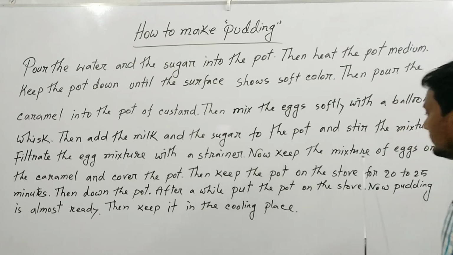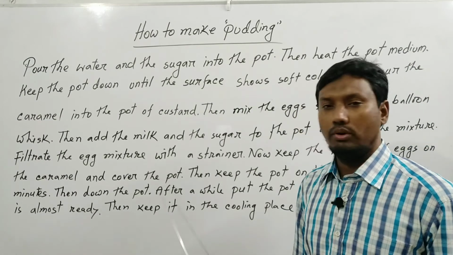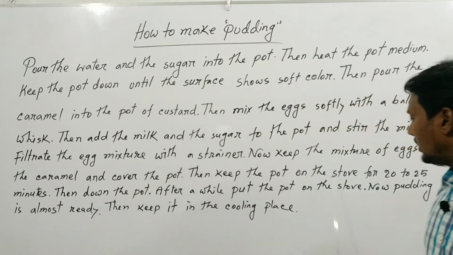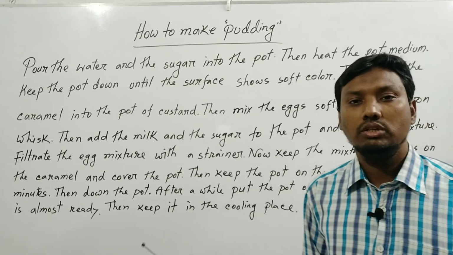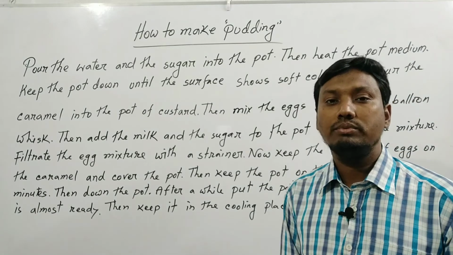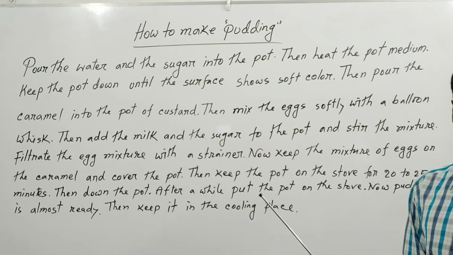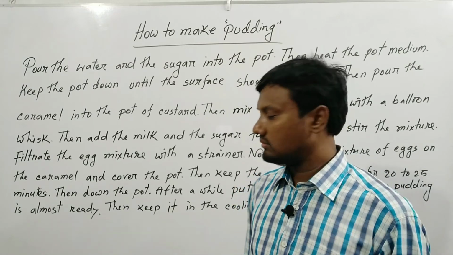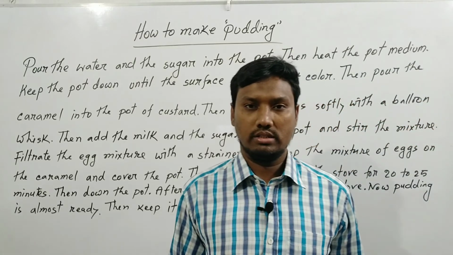Now keep the mixture of eggs on the caramel and cover the pot. Then keep the pot on the stove for 20 to 25 minutes. Then take down the pot. After a while, put the pot on the stove. Now pudding is almost ready. Then keep it in the cooling place.